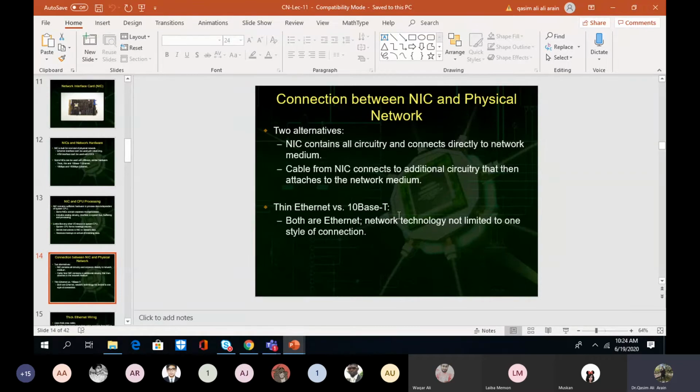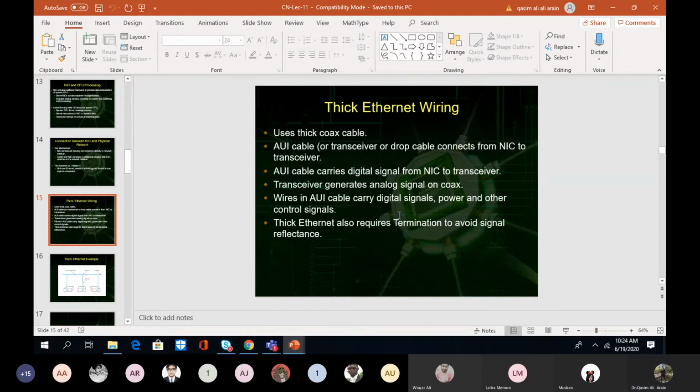Both are Ethernet network technologies, not limited to one style of connection. The difference in thicknet, thinnet and 10BASE-T is just the style of connection. The style of connectors are different, all other things are the same. Now let's move on to thick Ethernet. I discussed with you in the last slide that we have three different types of connection. One is thick, another one is thin, and the third one is 10BASE-T, right?